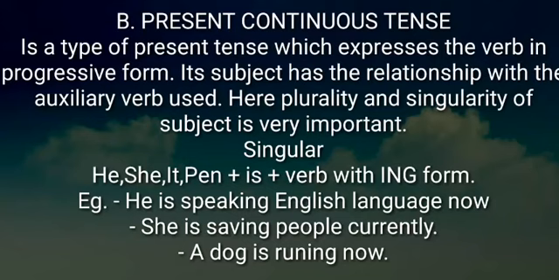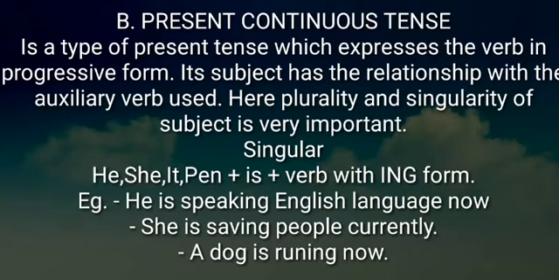Now, first example: he is speaking English language now. Here, we have added the ing form to the word speak. That's why it is speaking. It is so because of the presence of the auxiliary verb is. Number 2, she is saving people currently. The same, save has been added the ing form, and it is there because of the presence of the auxiliary verb is before it.